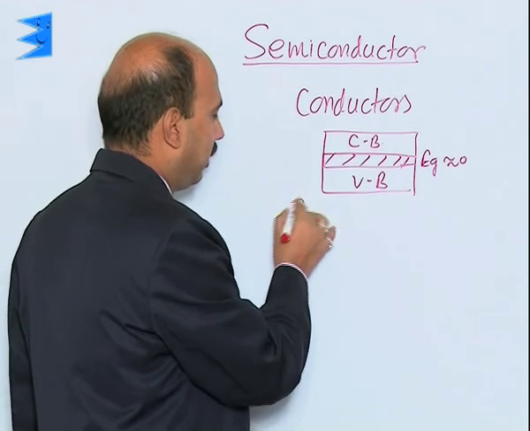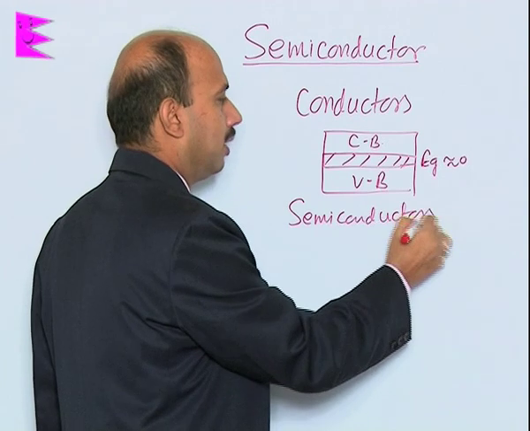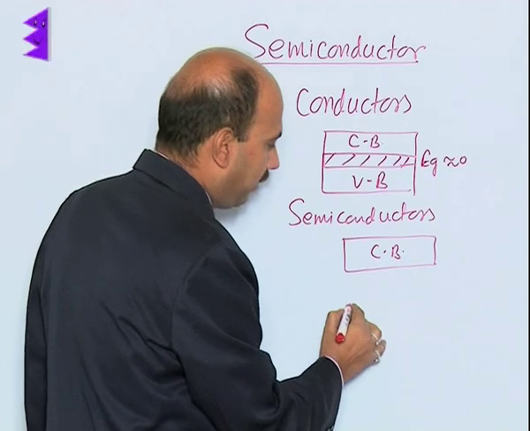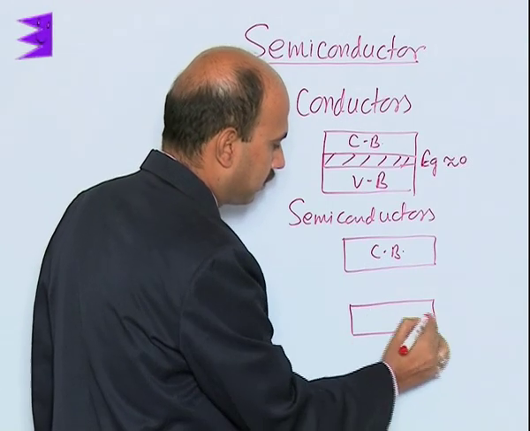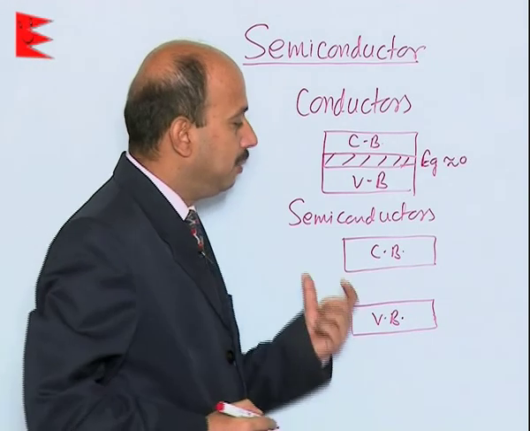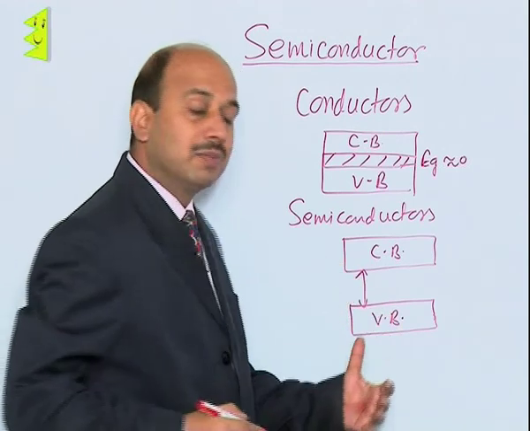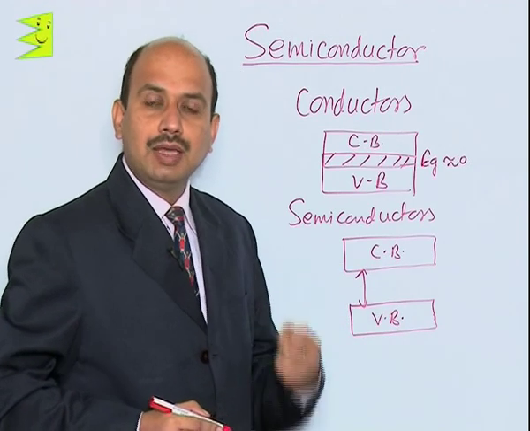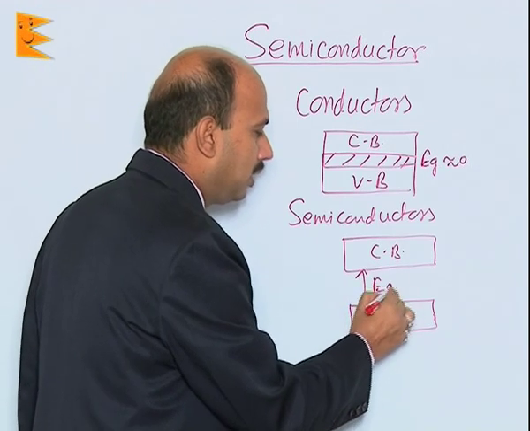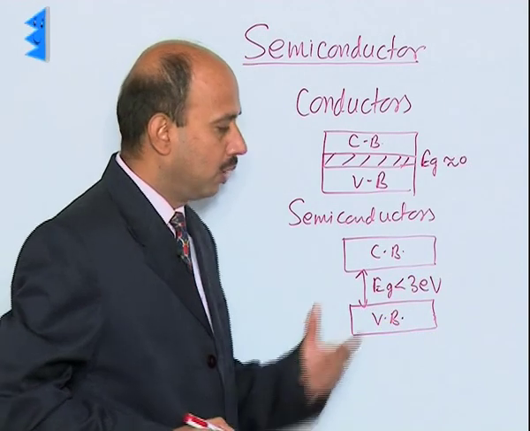Now, if we look at semiconductors, in semiconductors, the conduction band is like this and the valence band is here. VB stands for valence band and CB stands for conduction band. The energy required to make the electron jump from the valence band to the conduction band, that is, to make the valence electron free for conduction, is approximately less than 3 electron volt. That is for semiconductors, not for germanium or silicon only.